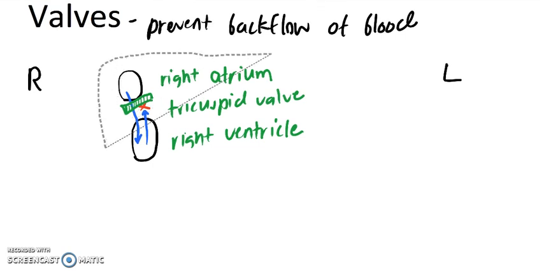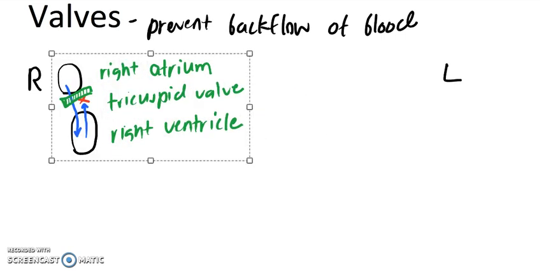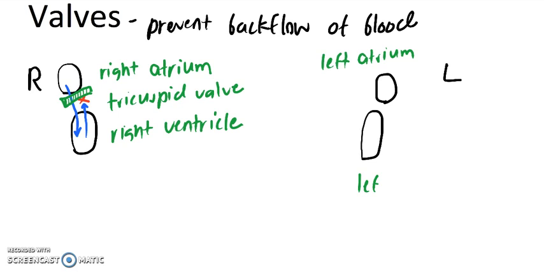Okay, now let me make some space for the second valve in our body. The second valve occurs on the left side of circulation. The anterior chamber, the one on top, we call the left atrium, and the chamber directly below it, this thick, muscular-walled chamber, we call the left ventricle.